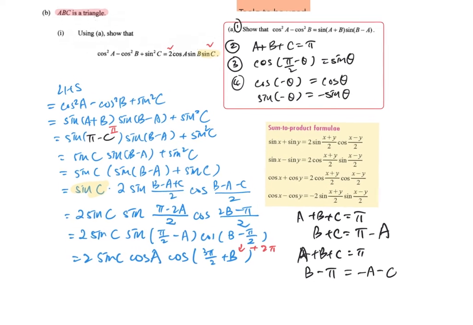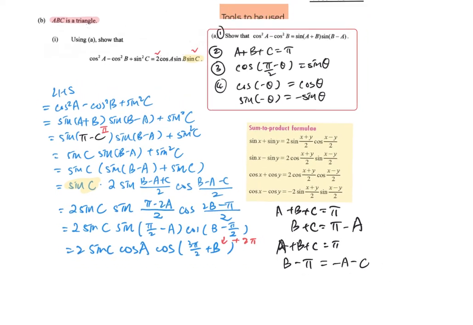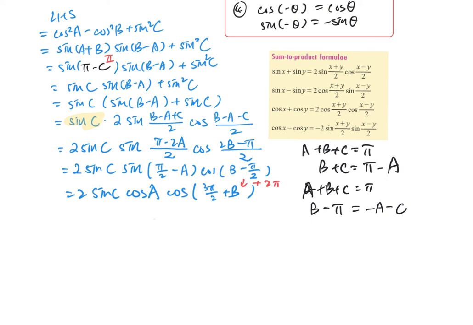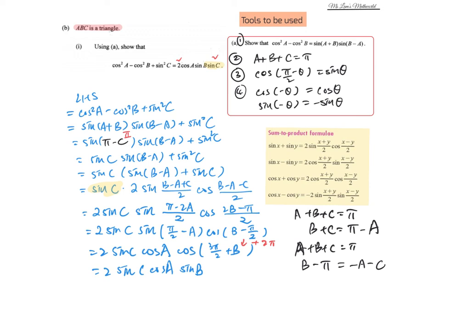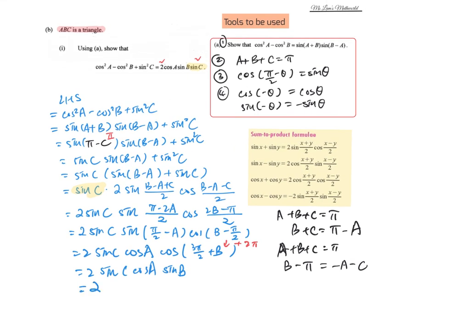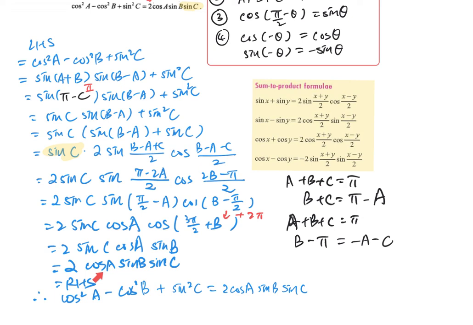Cosine in quadrant 4 is positive. And then we can change that into 2 sine C cosine A sine B. So let's check the answer. Equals to 2 cosine A sine B sine C. Hooray! So we got the answer. And then we got the answer at last.